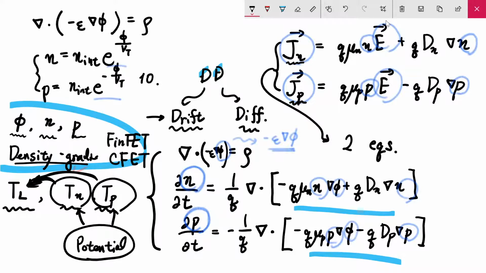So, for example, if our system has a really strong connection between carriers and lattice, then maybe we can assume that those two quantities are quite much related.